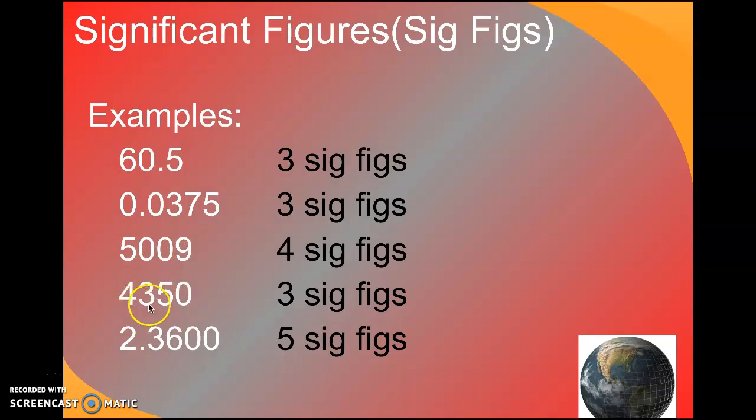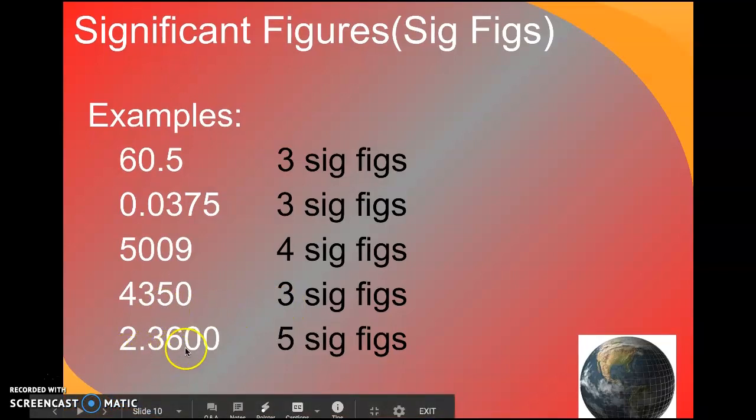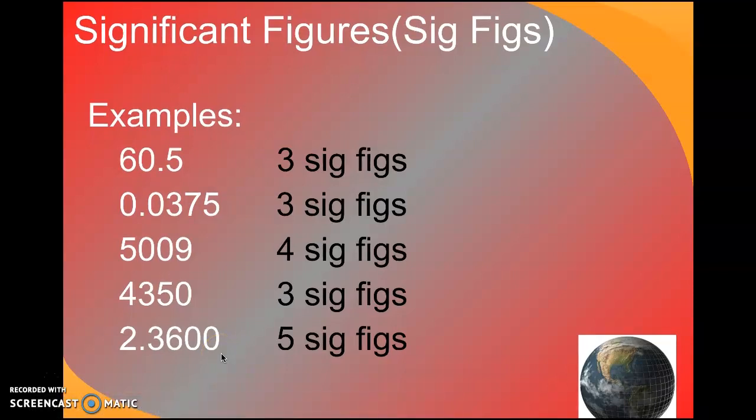4,350. So the 4, the 3, and the 5 count. The 0, this is a trailing 0, but it doesn't have a decimal point, so it doesn't count as being significant, so there's only 3 sig figs in that answer. Now you compare that to this one, 2.3600. Now these are trailing zeros, but now there's a decimal point in this number, so now they count as being significant, so now you have 5 sig figs. So that's kind of the main thing we want to be able to do with sig figs at this point, is be able to look at a number and just tell me how many sig figs are in that number.